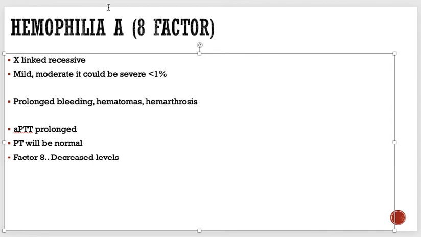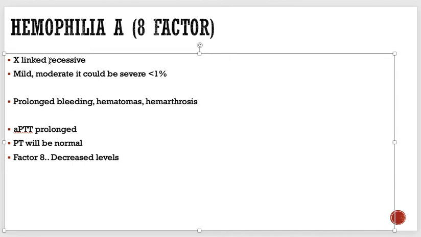Of course, when the level is less than 1%, it is severe; more than 5% is mild; and 1 to 5% is moderate. So this one is the important thing. Of course, you can do genetic testing as well, okay? Nowadays we can do genetic testing to check what the patient has.